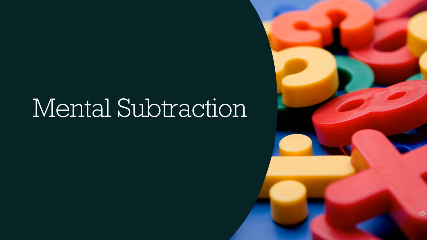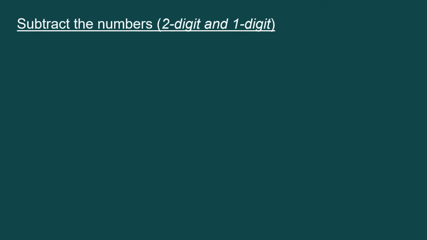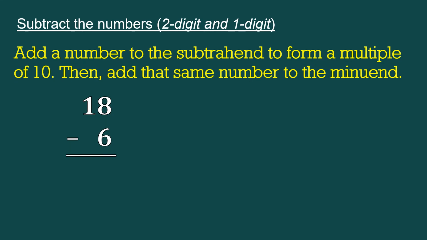Mental subtraction. Let's learn the tricks on it. Subtract the numbers with a 2-digit minuend and a 1-digit subtrahend. We have 18 minus 6. The trick here is to add a number to the subtrahend to form a multiple of 10. Then, add that same number to the minuend.